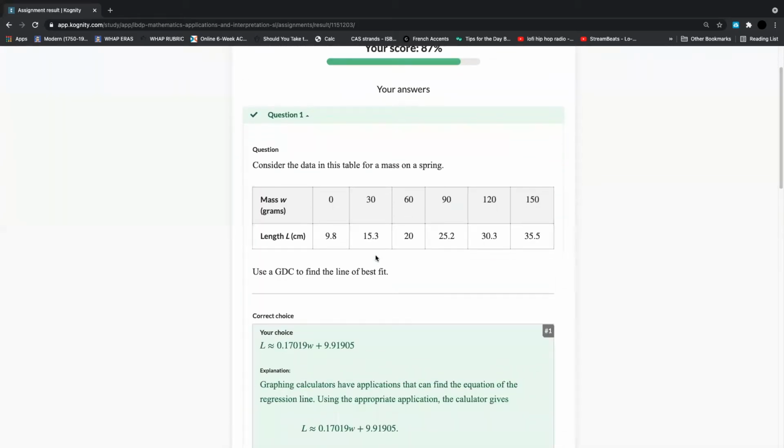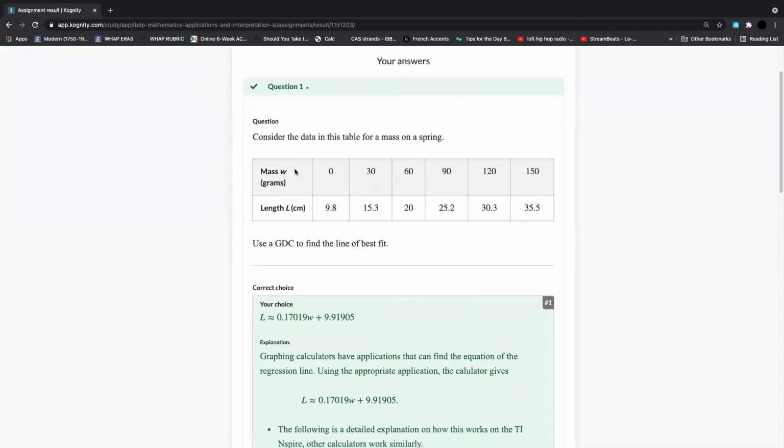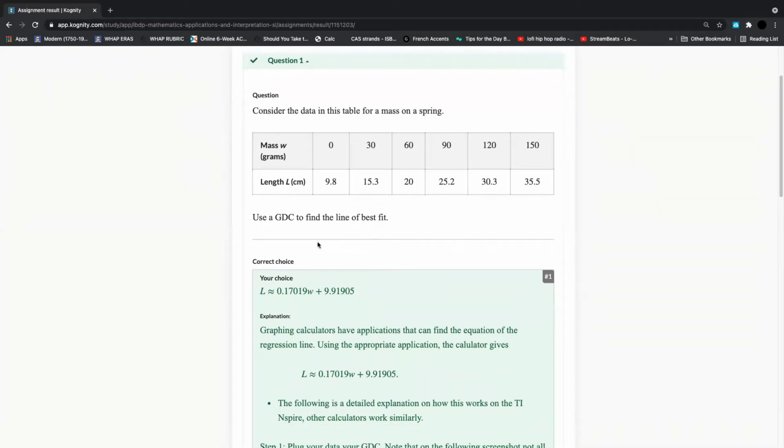Okay, question 1. Consider the data in this table for a mass on a spring. Use a calculator to find the line of best fit. So this one is super simple. We know that we're dealing with 2 different variables, and since we see the words line of best fit, we know that's referring to Pearson's. So we would just plug in the given values into L1 and L2, go to stat, press calc, and then line regression. Make sure there's nothing next to frequency list when you're putting in your L1, L2. And then once you press calculate, you should get this value.